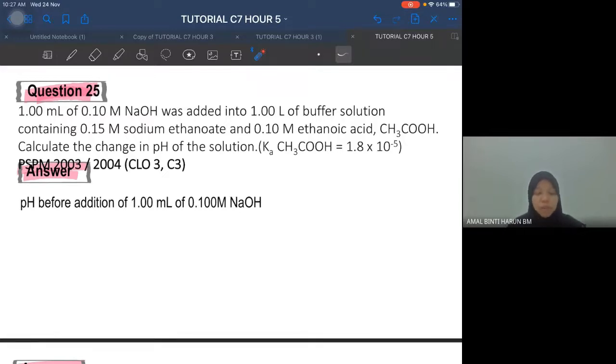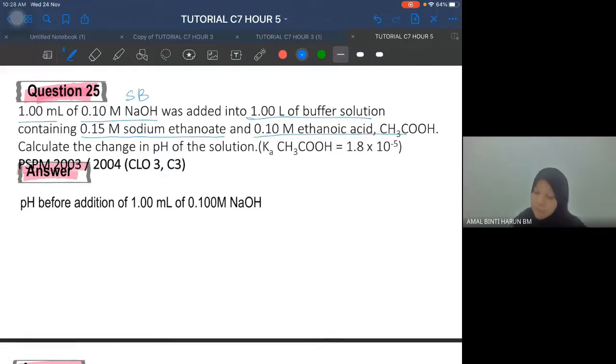Okay, now we continue to question 25. Okay, now let's analyze this question. 1 ml of 0.1 molar sodium hydroxide, this is strong base, was added to 1 ml of buffer solution containing 0.15 sodium ethanoate and 0.1 ethanoic acid.